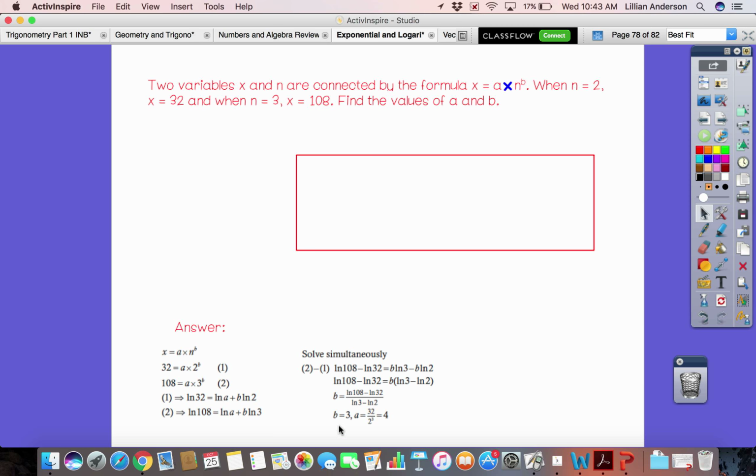And then once you find that b is equal to 3, you would plug it back into either equation 1 or equation 2. So, for example, if I plugged into equation 1, it'll be 32 equals a times 2 cubed, which is 8. So 32 equals 8a, divide both sides by 8, and a would equal 4.